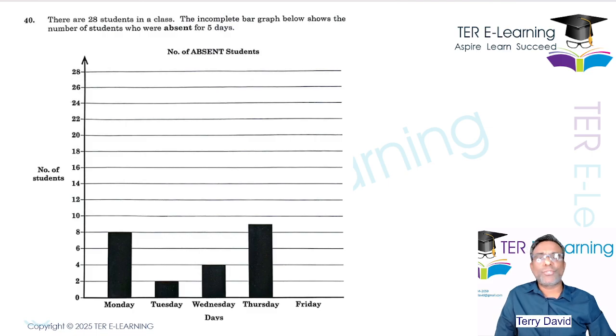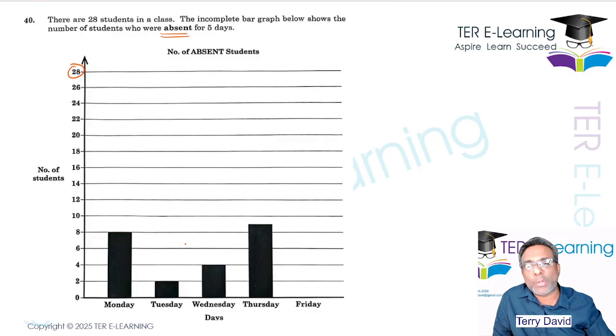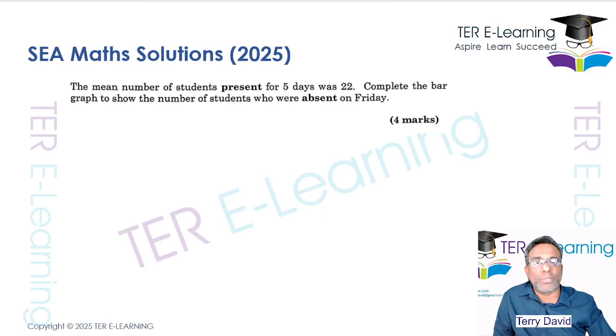And question 40. So there are 28 students in a class. So if you look at the bar graph here, we have 28. The incomplete bar graph shows the number of students who were absent. Now they put this in bold here, right? Absent for 5 days. Now, what else they told us? Now they said the mean number of students who were present. So we're talking about present here now. So don't get confused, right? The graph is showing us absent. But they come on and told us the mean number of students present for the 5 days was 22.